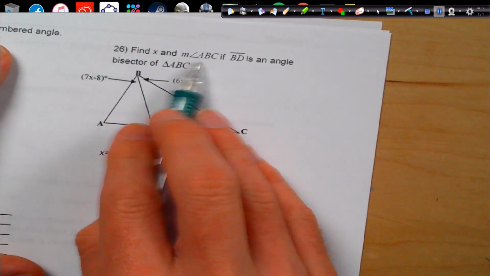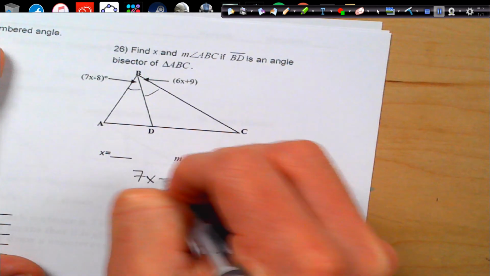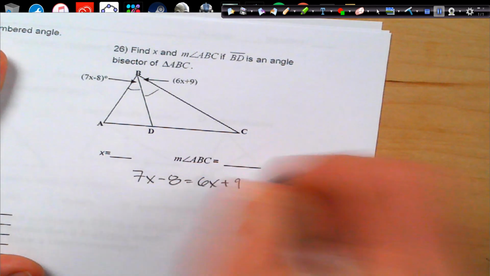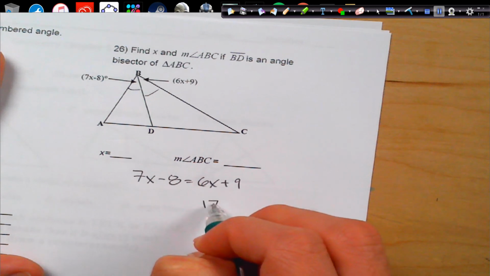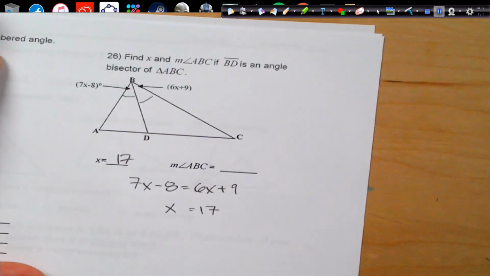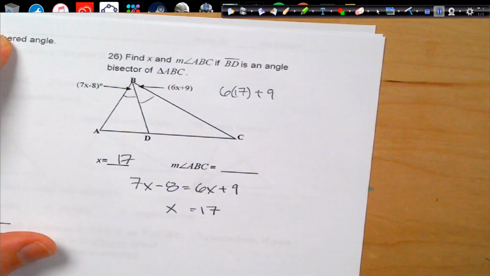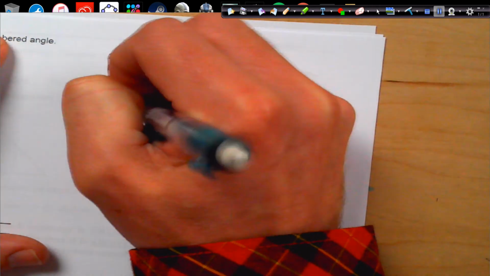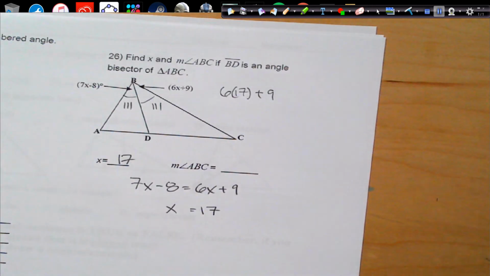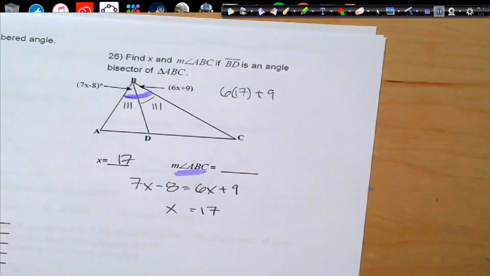X and ABC, if BD is an angle bisector, that means these angles are congruent, so simply just what? Set them equal to each other. And I subtract that, add that, I get 17 over here and X over there. Am I done? Negatory Ghost Rider. I'm going to plug it back in. 6 times 17 plus 9, that's going to be a huge number, in fact. That's 111, which means that's 111. So that means the whole angle of ABC, which is this whole angle right here, is 222.